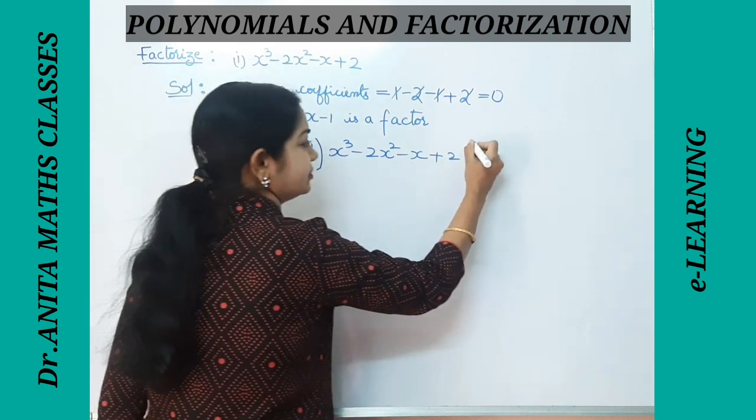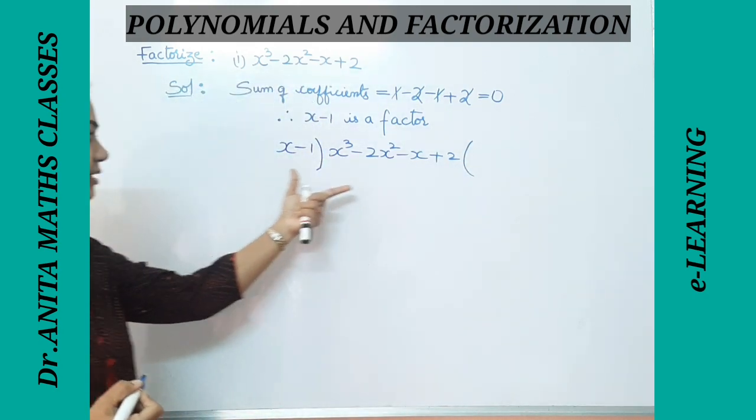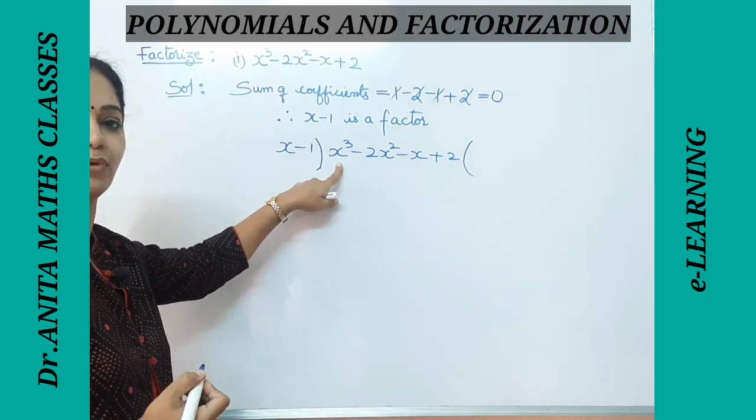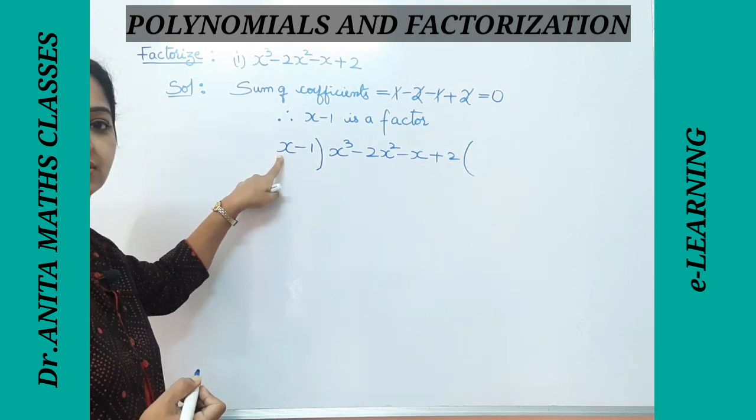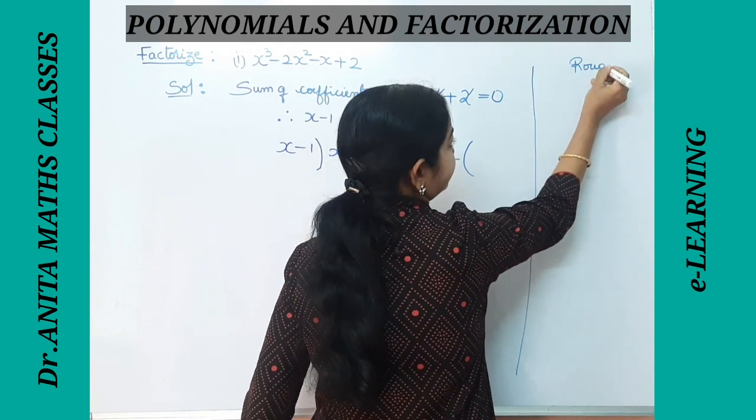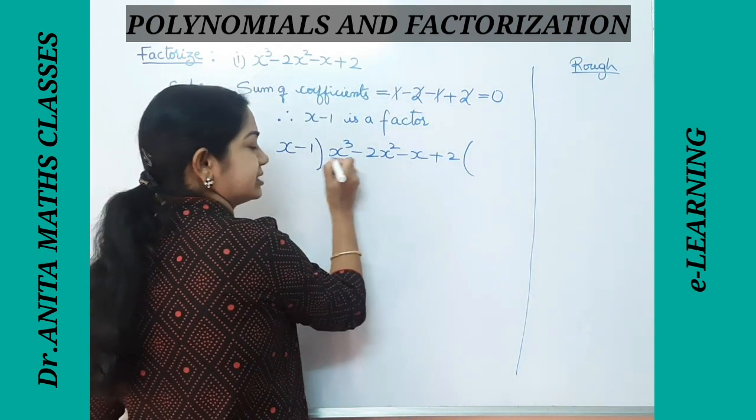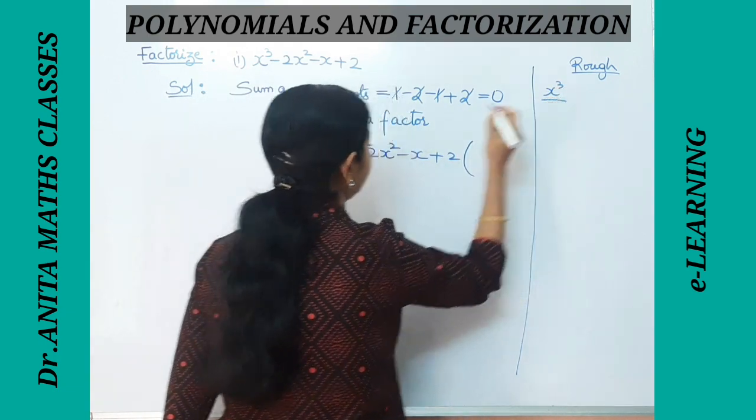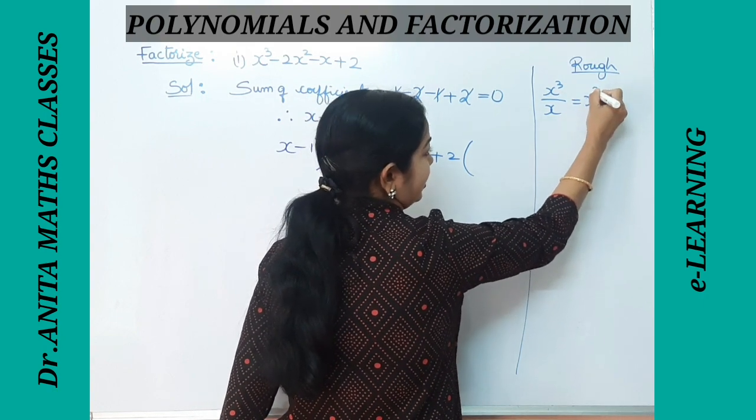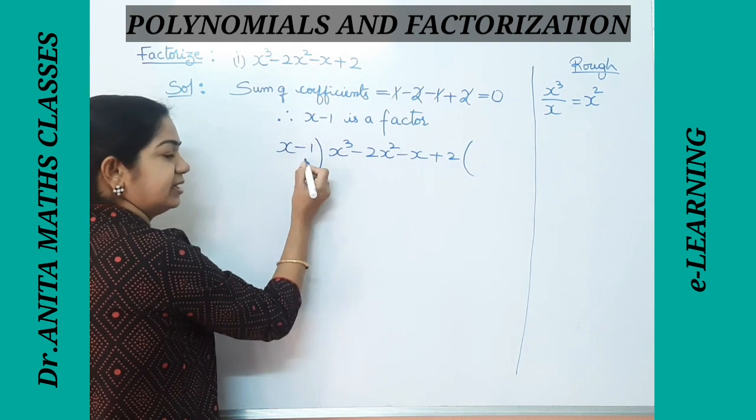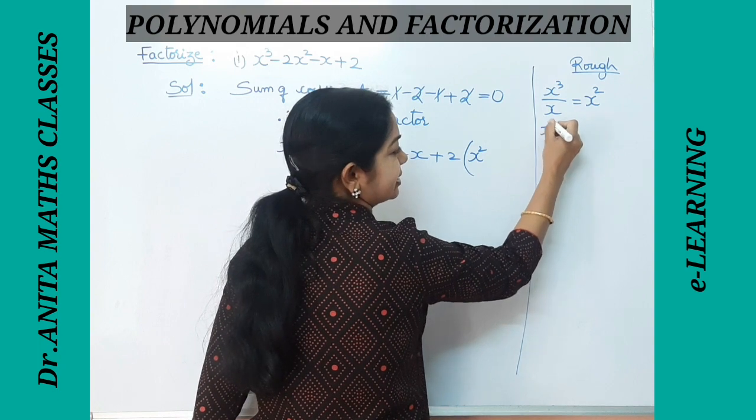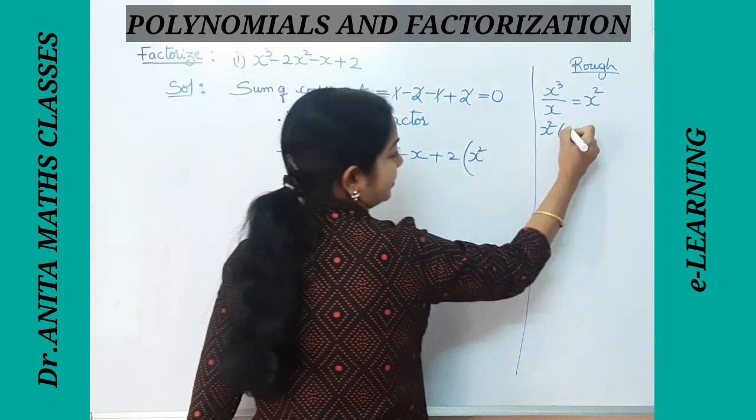Let us divide this polynomial. Now, in the division part, how do we do it? Take the first term of the dividend and divide it with the first term of the divisor. So we get it here, x cancels, so x square. This x square you multiply with the divisor and get the terms. So we got x square. Multiply this x square with the divisor, x minus 1.